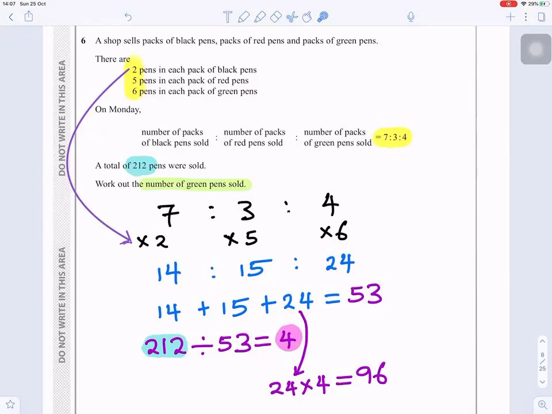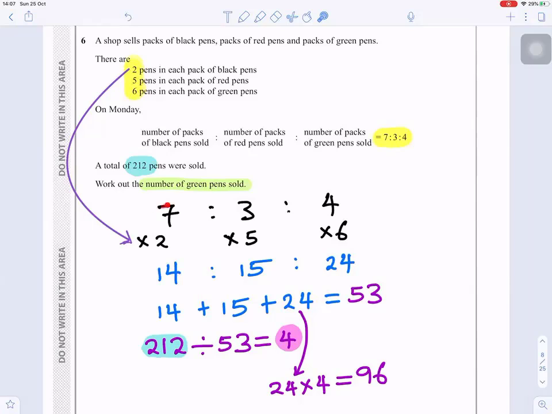On Monday, the number of packs of black pens sold is to the number of packs of red pens sold is to the number of packs of green pens sold, 7 is to 3 is to 4. A total of 212 pens were sold. Work out the number of green pens sold.